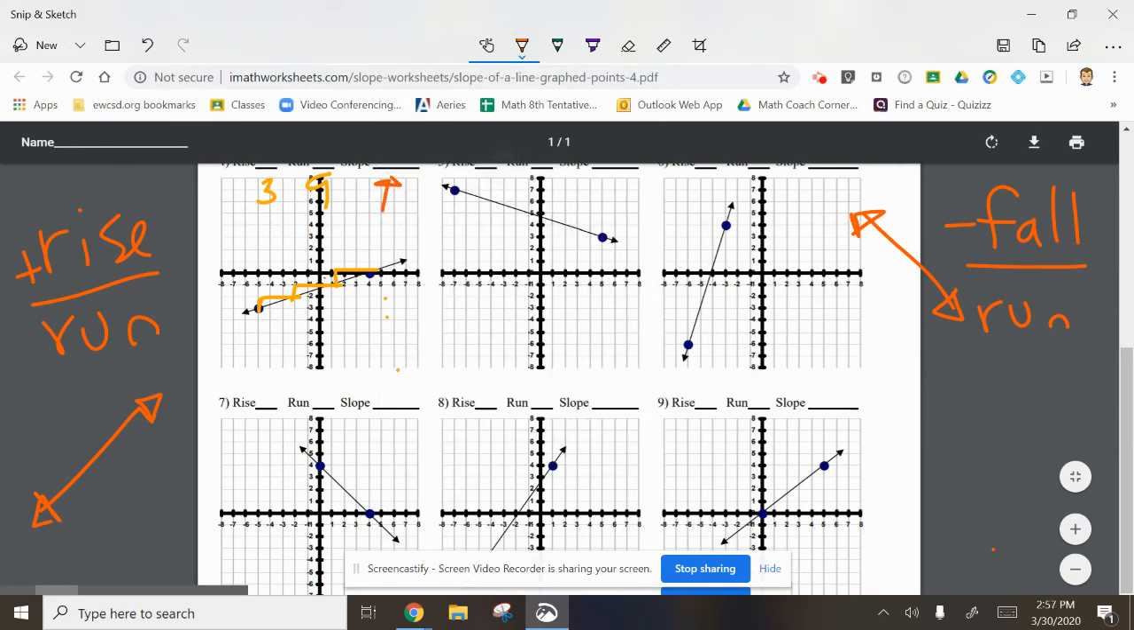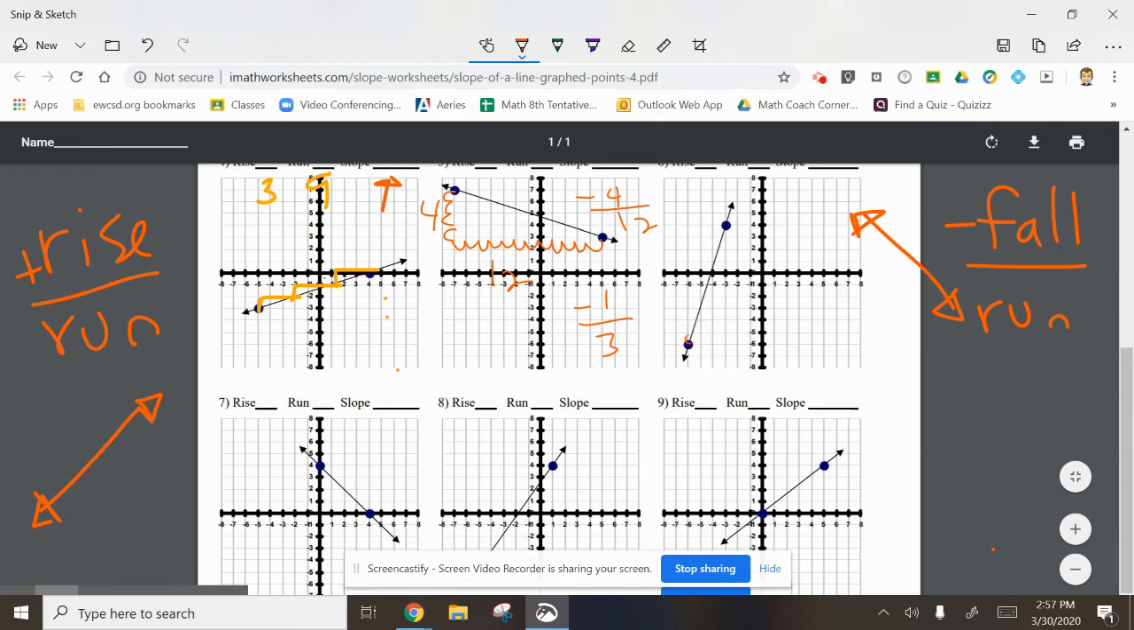All right, let's do the next one. We're going to fall 1, 2, 3, 4. We're going to fall 4 and then run 1, 2, 3, 4, 5, 6, 7, 8, 9, 10, 11, 12. Fall 4, run 12. Well, remember, what does fall mean? Negative. So we're going to go negative 4 over 12, which again can be reduced. The 4 goes into both. Negative 1 over 3.